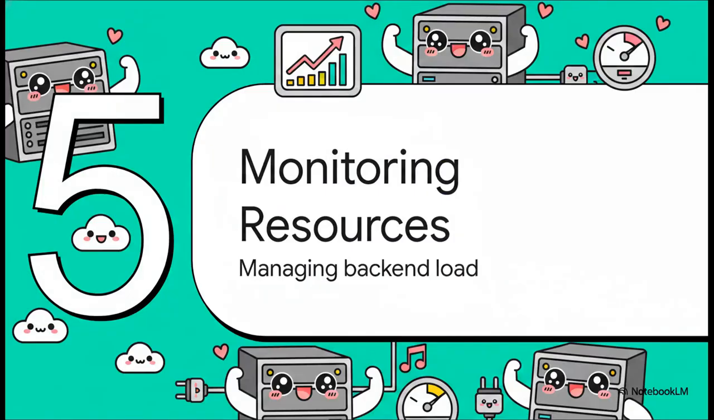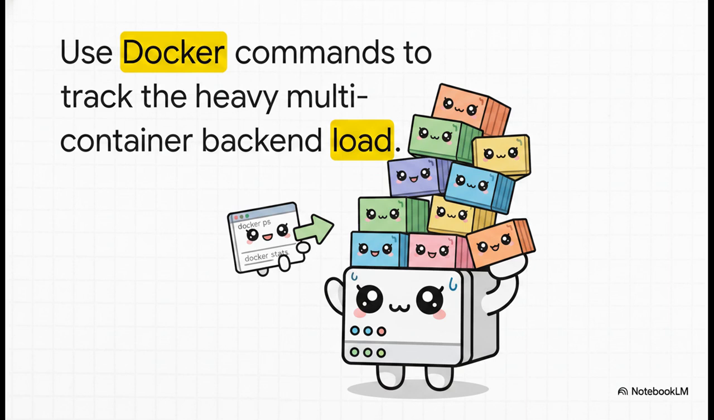Finally, Section 5, Monitoring System Resources. Of course, as you can probably guess, running an entire mini-internet on your local hardware requires some serious heavy lifting on the back end. Because Project Nomad relies on this massive stack of containers, actively monitoring your system isn't just a good idea, it is an absolute necessity. The built-in command center gives you a fantastic overview, but getting comfortable running the command docker ps in your terminal is totally essential for tracking that heavy multi-container load.